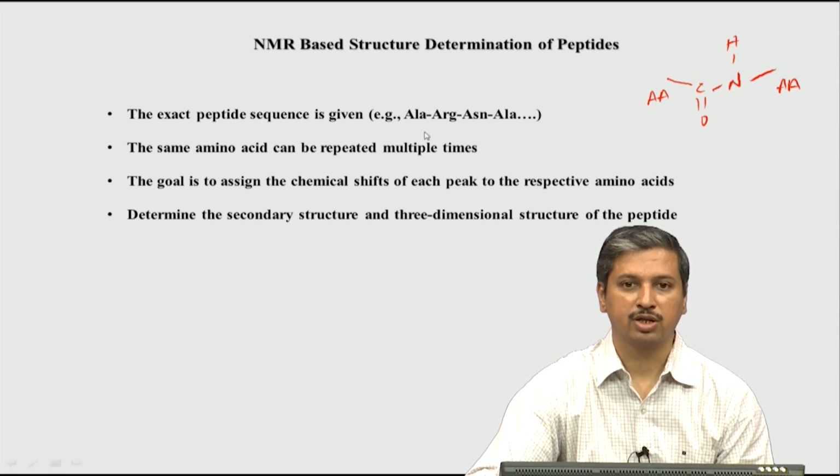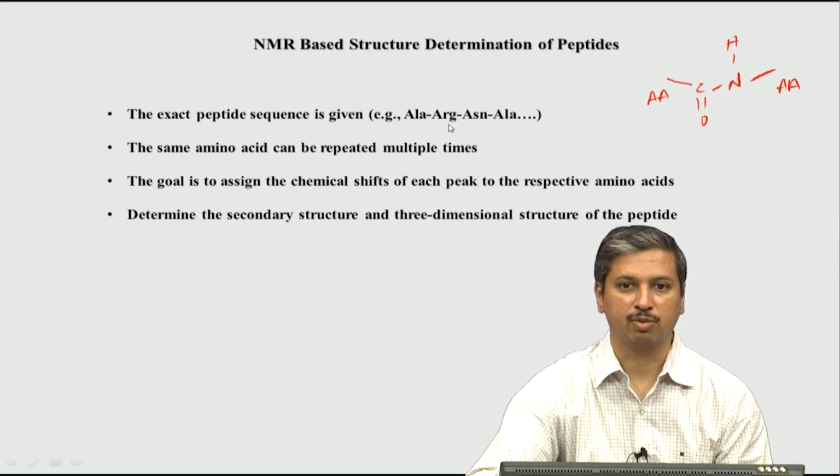So, this is where the complexity starts. If you have multiple amino acids of the same type, then the spectrum is complicated to interpret. So, let us see how that can be accomplished. What are the two goals in our whole project now? The goal is to assign the chemical shift of each peak of the spectrum which we get to the respective amino acid in the peptide.